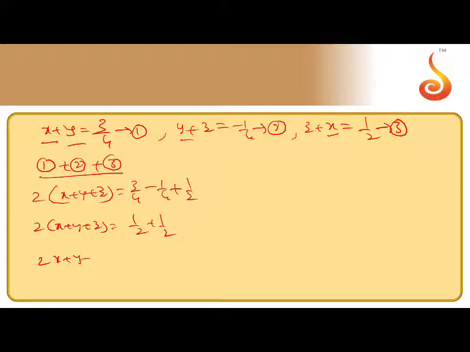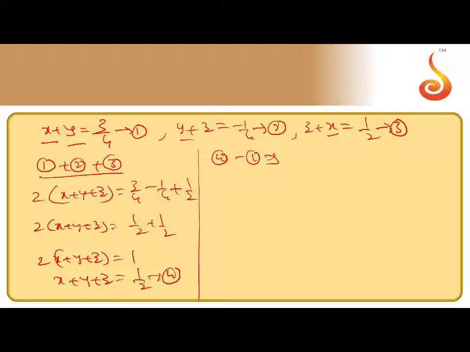So 2 times x plus y plus z equal to 1. So that x plus y plus z equal to 1 by 2. We got it like this. So now this is equation 4. So that means you can do 4 minus 1. You will get what value?